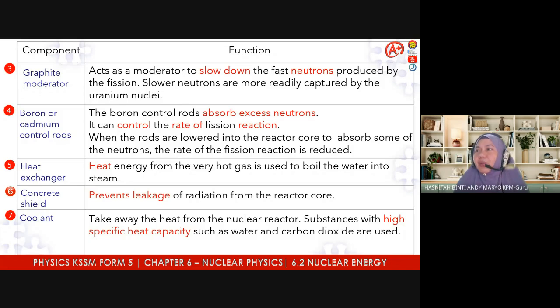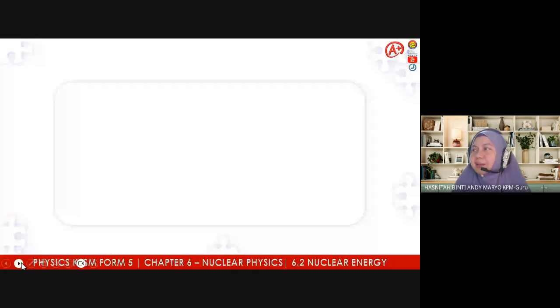Okay, and we have the coolant, an important part. This is to absorb the heat produced during the process. And normally for the coolant, we are using water or carbon dioxide. Why use water? Because it has a very high specific heat capacity, so it can absorb a lot of heat with a low rise in temperature. Okay, that is the parts and function inside the reactor.